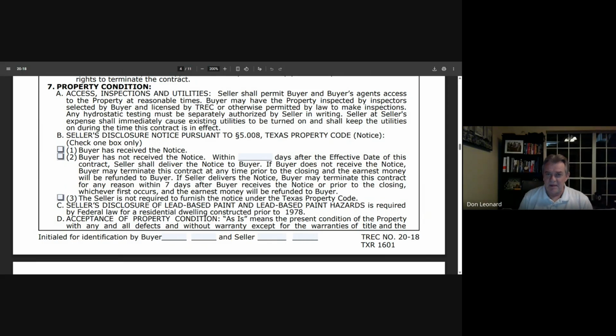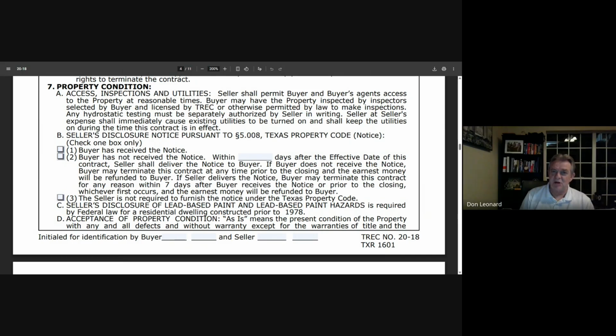What we do have to remember is that Texas is a disclosure state, which means that even if they don't have to fill out the seller disclosure, that does not relieve them of disclosing what they know. If they know of defects in the property, they are still required to disclose those defects. Whether they fill out the document or not, that's irrelevant. This only has to do with, do they have to fill out the document or not? Every seller has to disclose the defects that they know about their property.